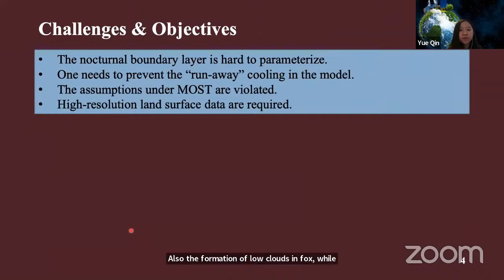While the driving mechanisms of the morning transition of the slope winds have been well understood, many challenges remain in numerical simulation of the slope winds. For example, the nocturnal boundary layer is hard to parameterize. And the parameterization of the morning transition phase is less well established than the fully stable and fully convective states. Also, we need to prevent runaway cooling in the model by manually enhancing the turbulent diffusivity, which can cause some side effects. And also some assumptions such as stationarity, non-subsidence, and no radiative flux gradient can be violated during the morning transition in complex terrain. And high resolution land surface data are required.